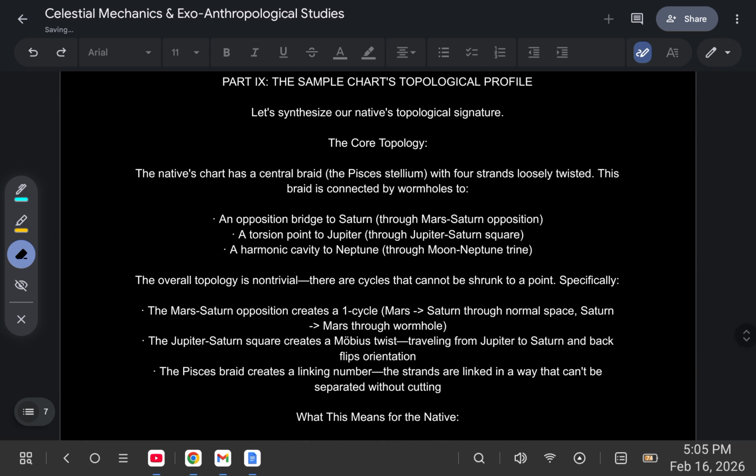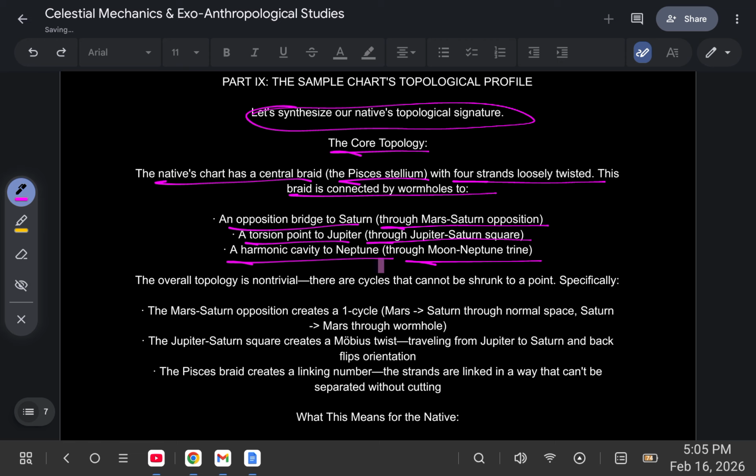Let's go over the sample chart's topological profile. We synthesize our native's topological signature with the core topology. The native's chart has a central braid, Pisces stellium, with 4 strands loosely twisted. This braid is connected by wormholes to an opposition bridge to Saturn through Mars-Saturn opposition, a torsion point to Jupiter through Jupiter-Saturn square, and a harmonic cavity to Neptune through Moon-Neptune trine.